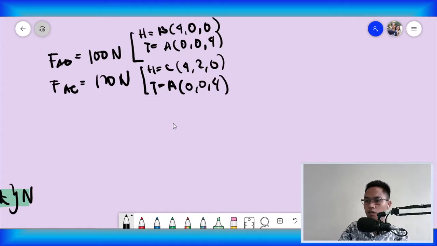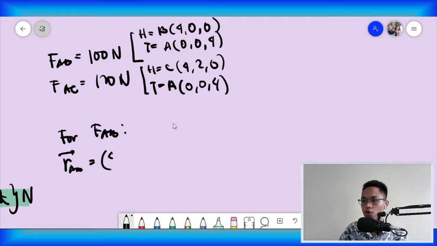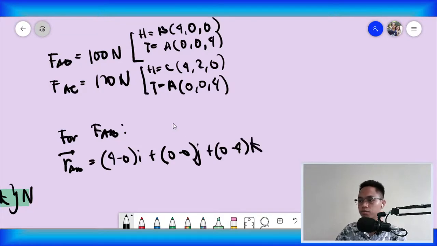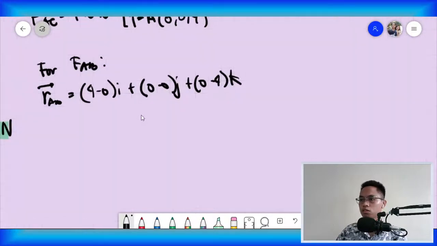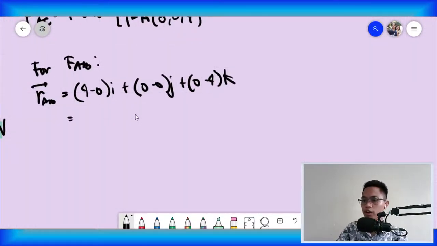Now let's start with FAB. Okay, so this would be our position vector AB. This would be head minus tail. So directly, this would be 4 minus 0 i plus 0 minus 0 j plus 0 minus 4 k. So automatically, this would be our rAB. Position vector AB is 4i minus 4k. So I did not include j because it is 0. And this is in meters.